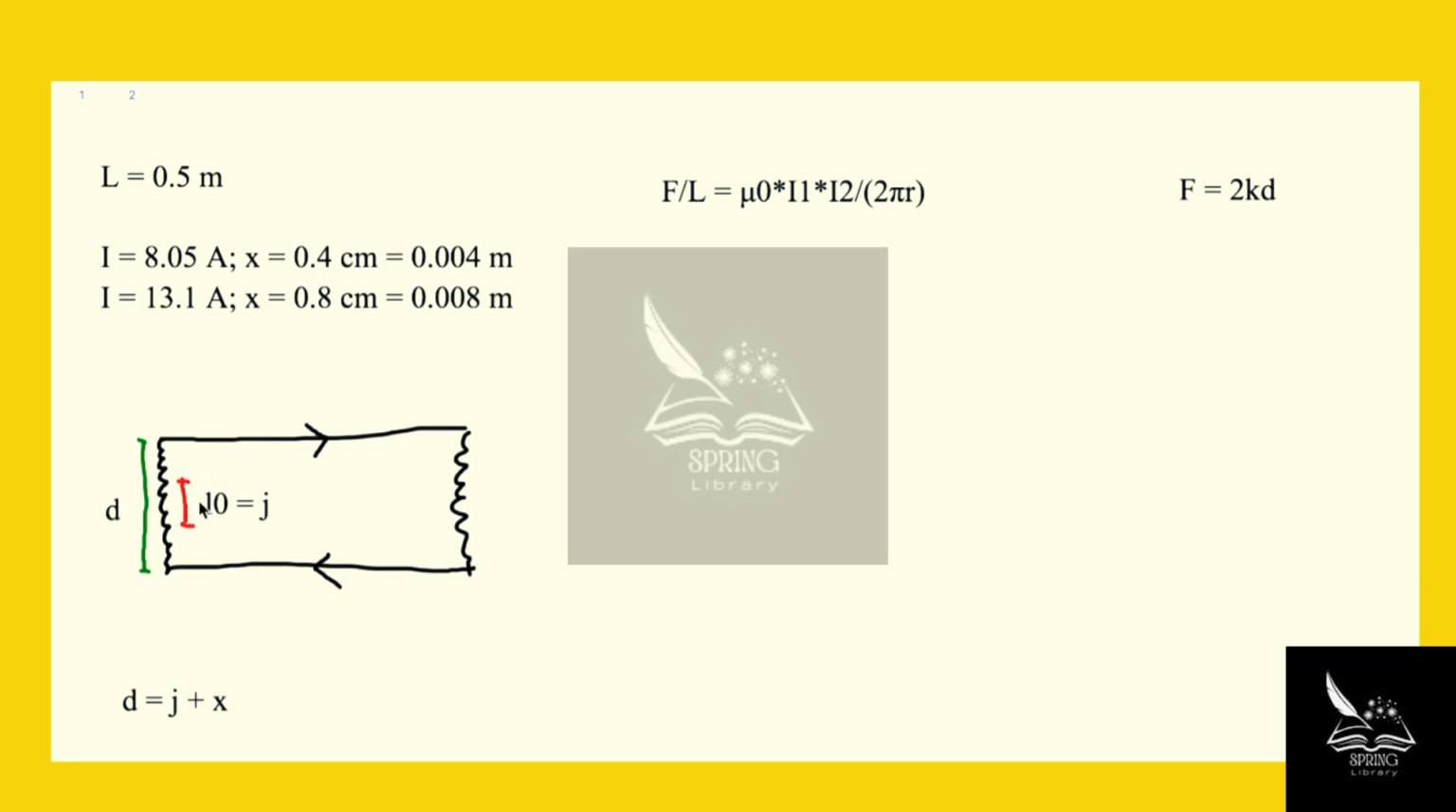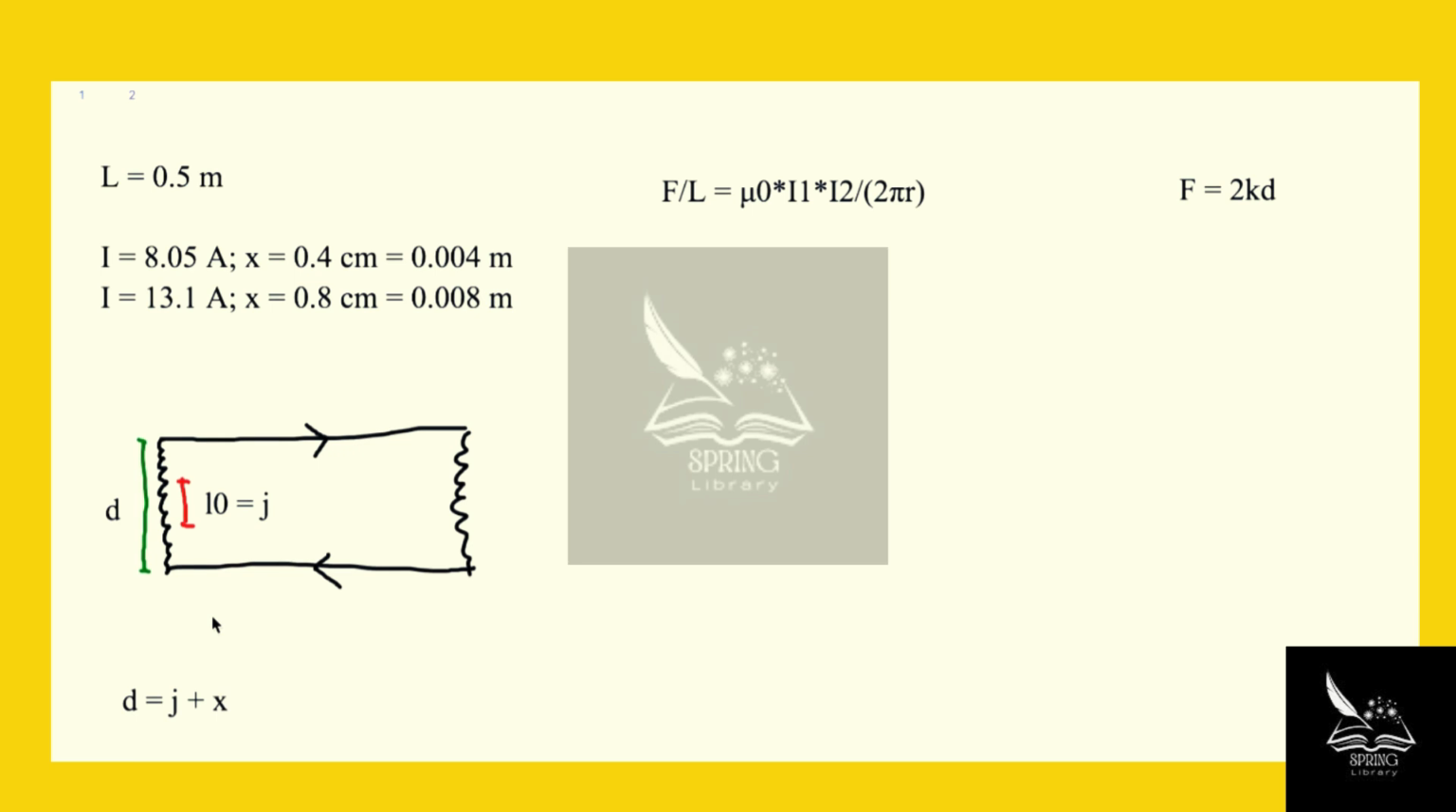And force constant K. We have these two data points. When a current I runs through the circuit, the springs stretch by 0.4 centimeters, which I've converted to meters here, so 0.004 meters. And when a current of 13.1 amps runs through this, we get a stretch of 0.008 meters, 0.8 centimeters. So we can express the total distance d between the two rods by J, or L0, that's this unstretched length, plus x, which is the amount that it's going to stretch. So this is what we're going to use.